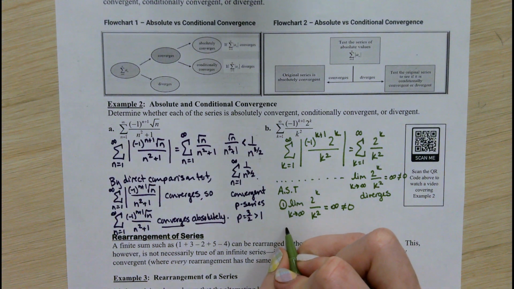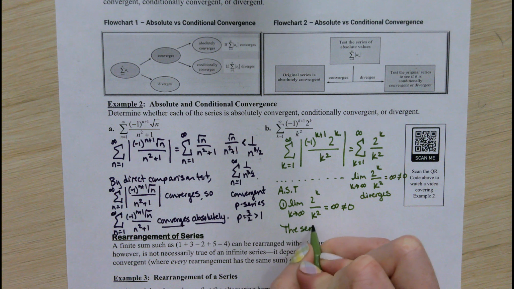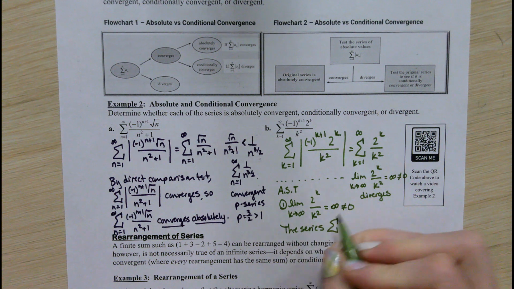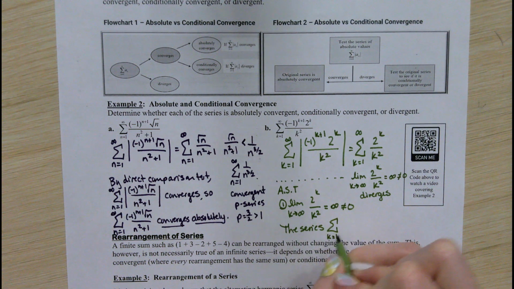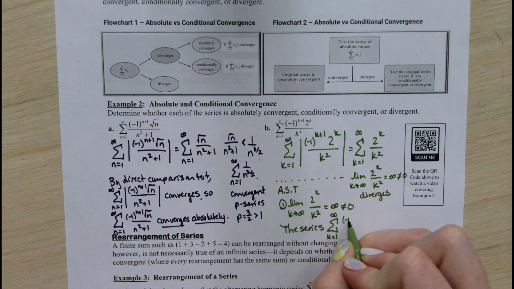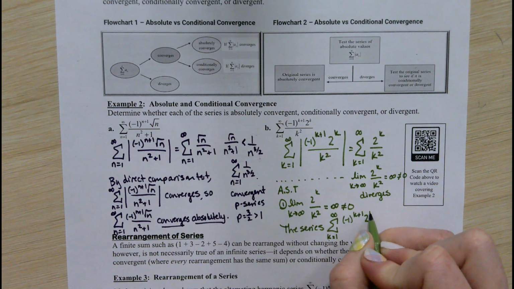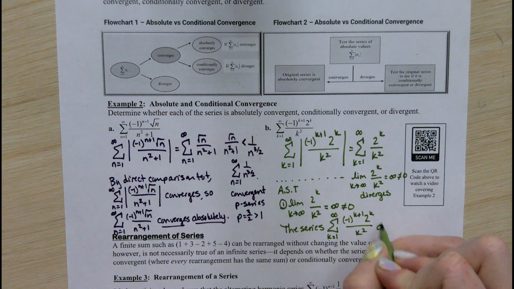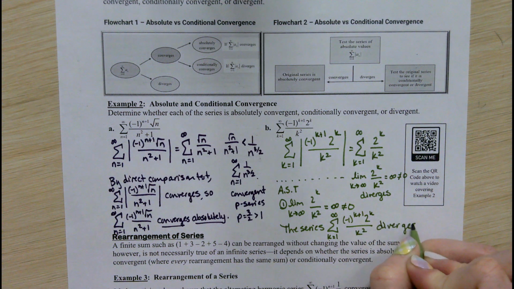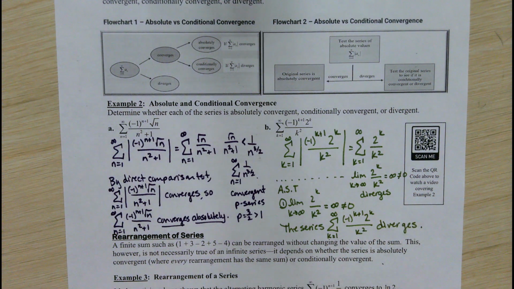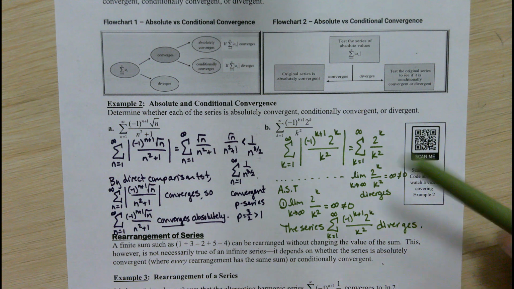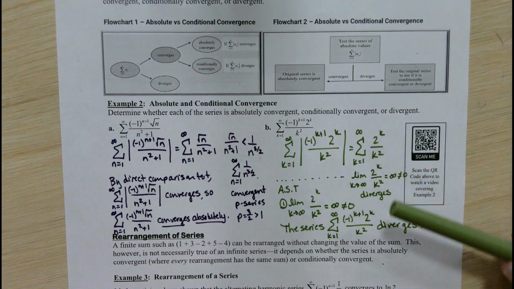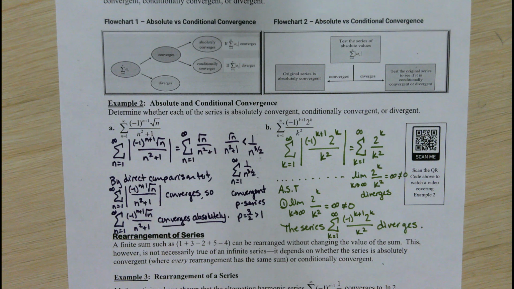So that means that the series all the way back at the beginning, since we've done some other things, I'm going to write it down just so that my reader knows what I'm talking about. So that original series diverges. It does not converge absolutely, and it does not converge conditionally.